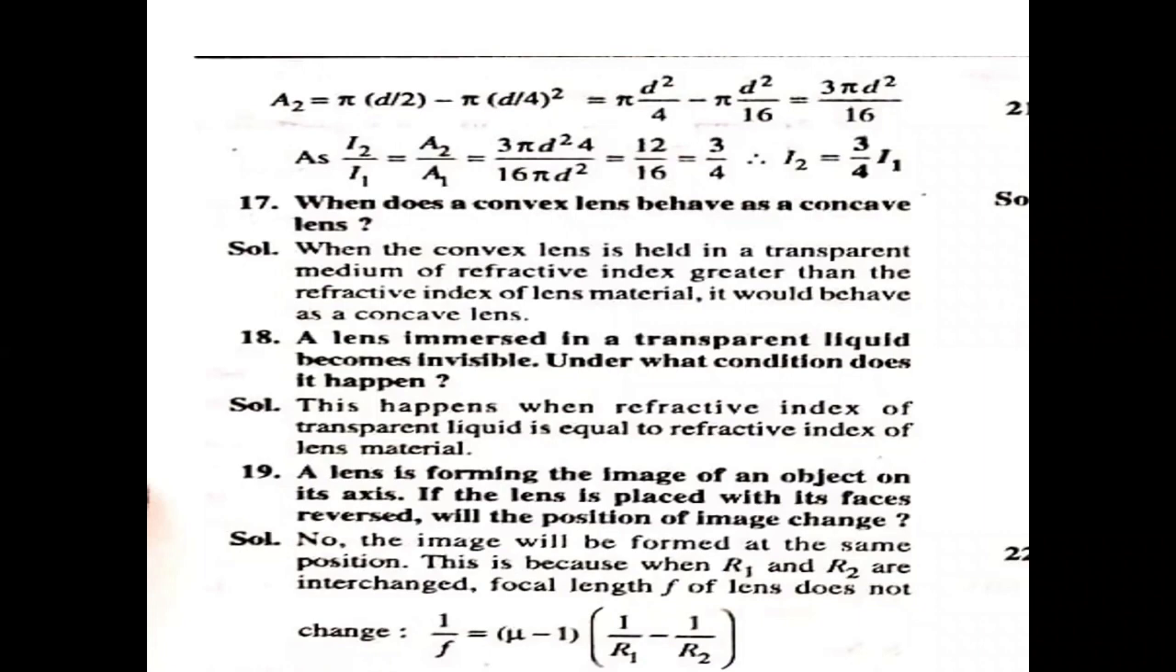On an object on its axis, if the lens is placed with its other face first, will the position of the image change? It won't change. The focal length is the same, but here one face has radius R1 and the other has R2, so R1 and R2 are different. This face is R1, and here R2. Now I reverse it, like this.